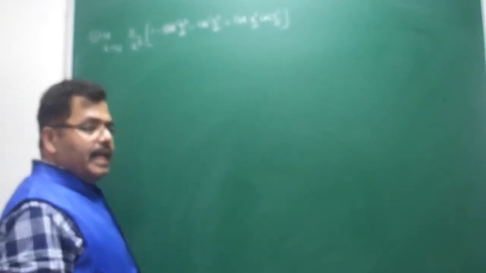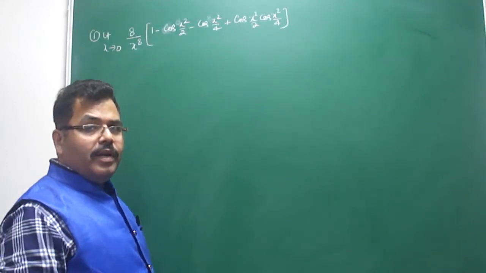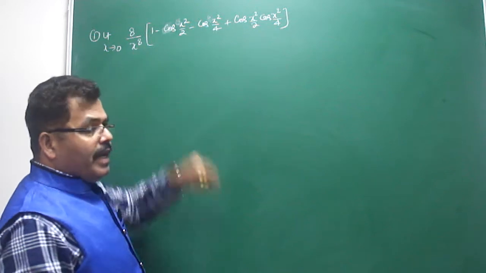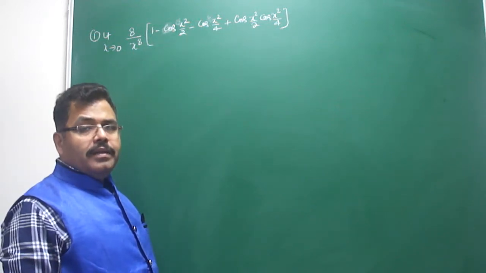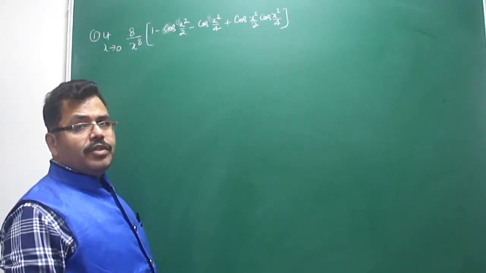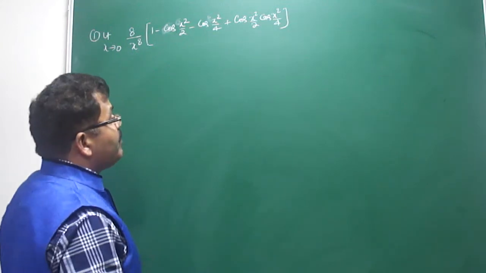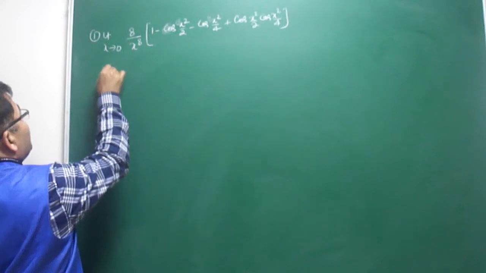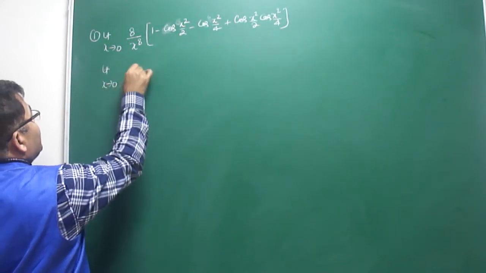If anyone goes for L'Hospital's rule, it will be too long a process to eliminate this, because for x to the power 8 you have to differentiate this function 8 times, and it will be very difficult. So to avoid that, what to do? We can try this. This is a tricky one.